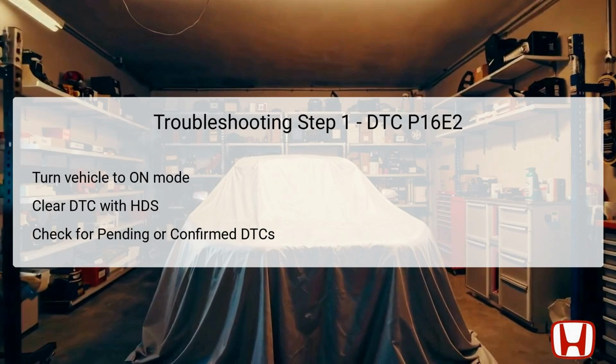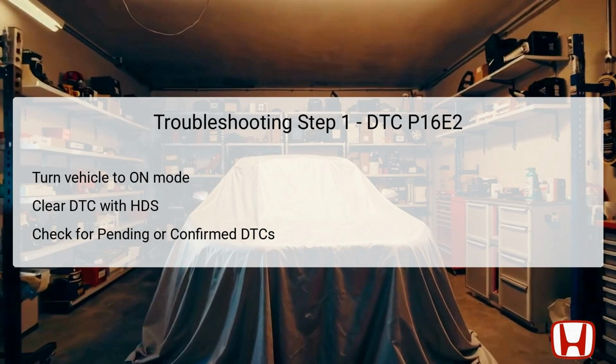The first step in troubleshooting the P16E2 code involves verifying the problem through a series of simple actions. Start by turning the vehicle's ignition to the on mode without starting the engine. This enables the vehicle's electrical systems for diagnostic reading. Next, use the Honda Diagnostic System, HDS, to clear the DTC and wait for approximately 10 seconds. This ensures that the system refreshes and allows for accurate testing.